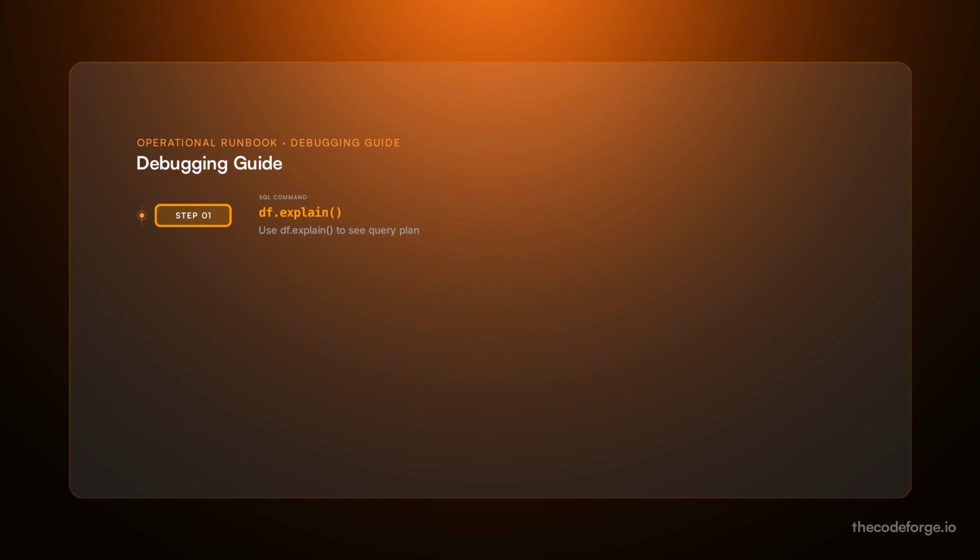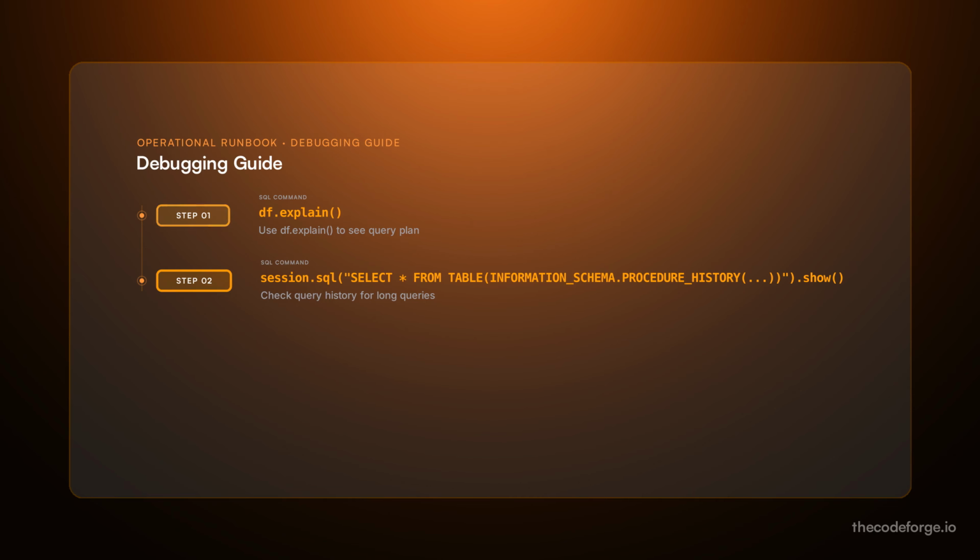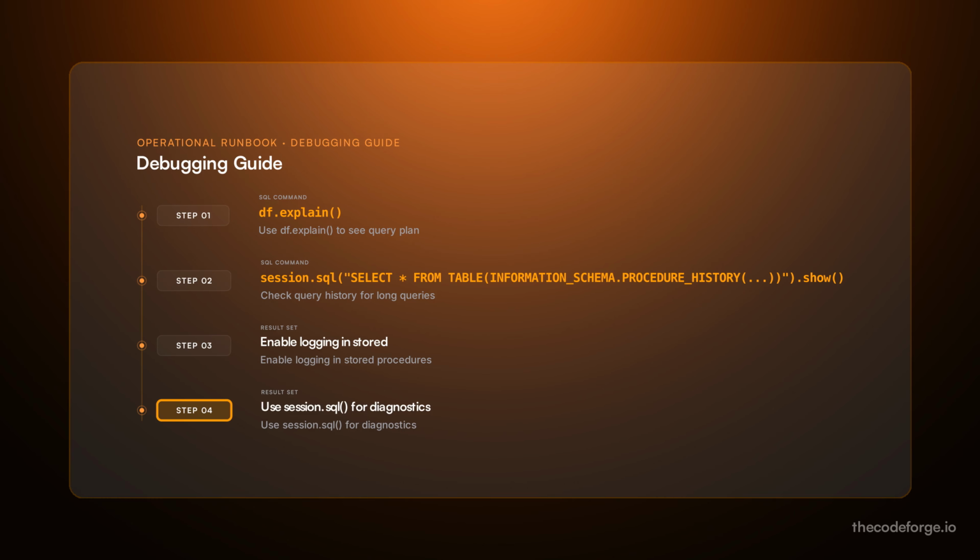To diagnose issues, use explain to see the SQL plan. Query Snowflake's procedure history in information schema for long-running queries. Enable logging in stored procedures and use session.sql to run diagnostic commands.